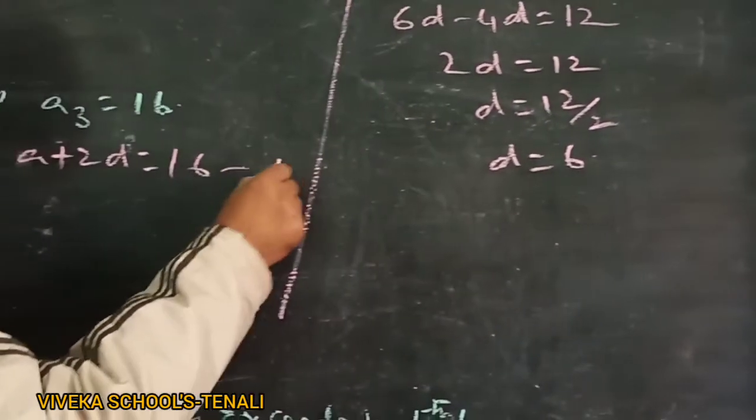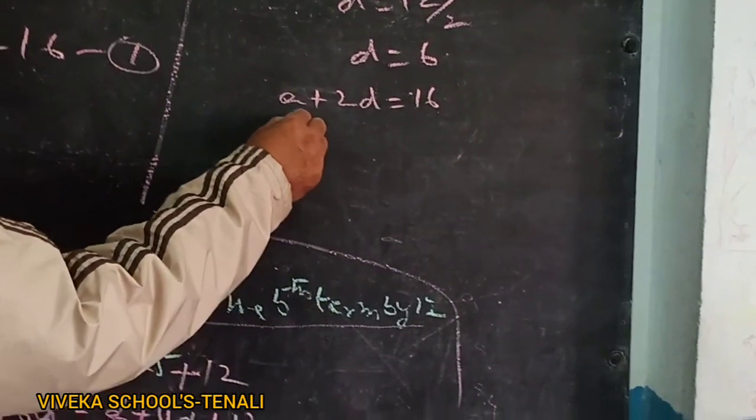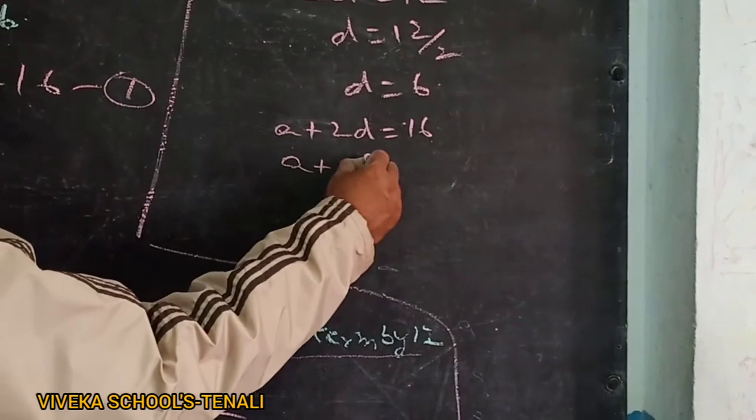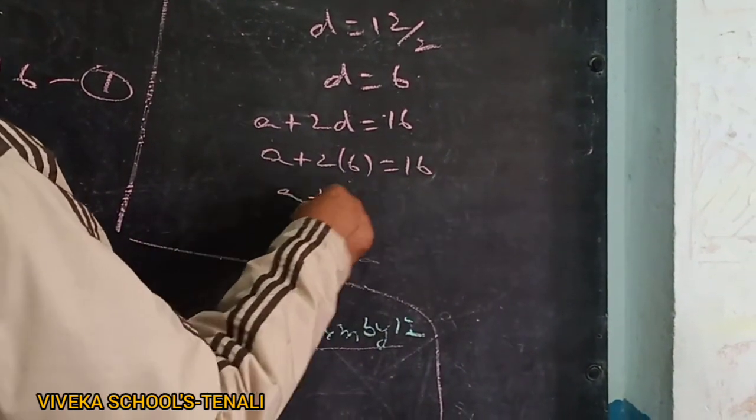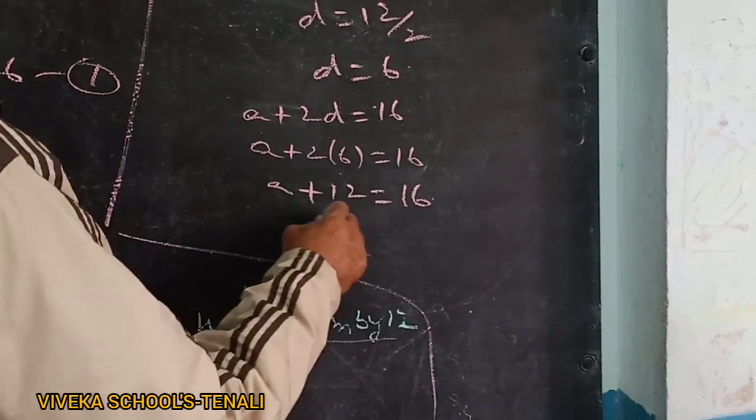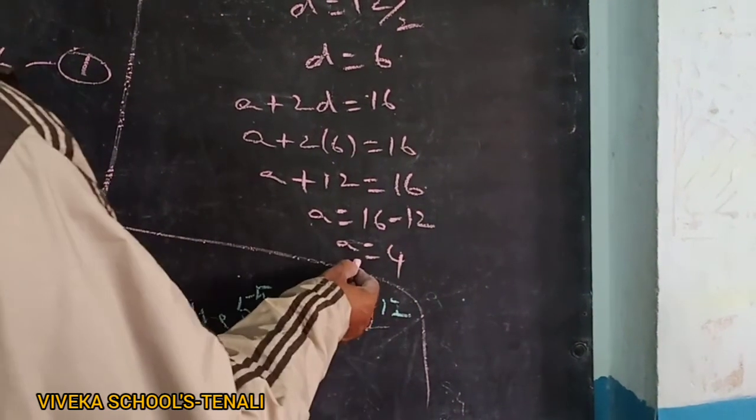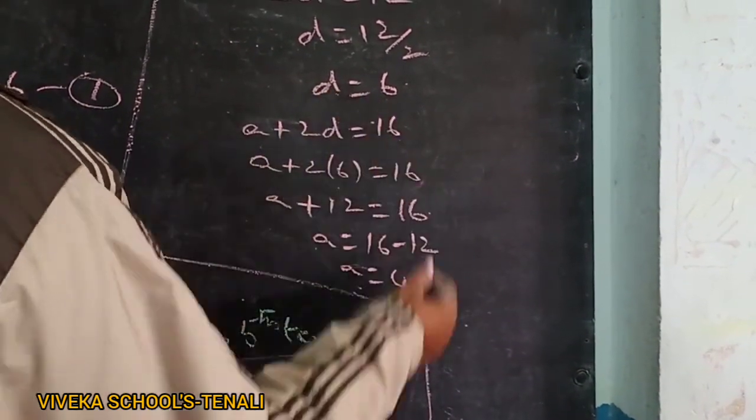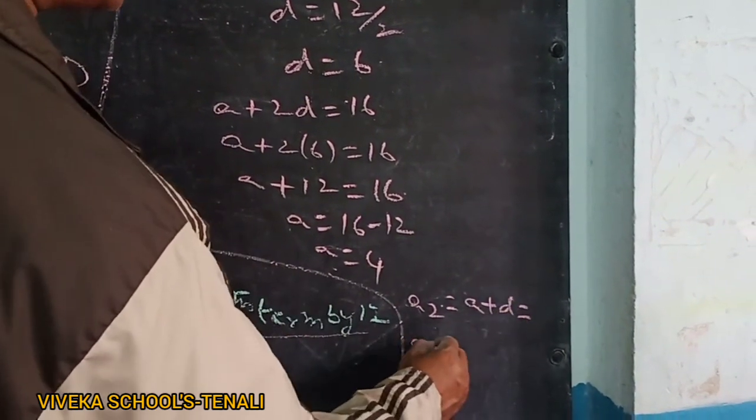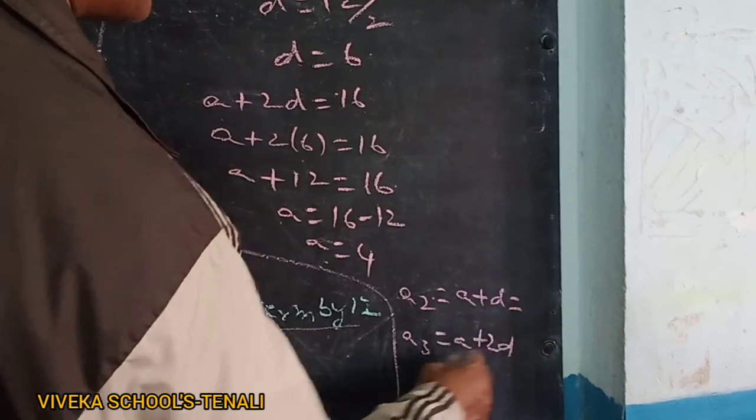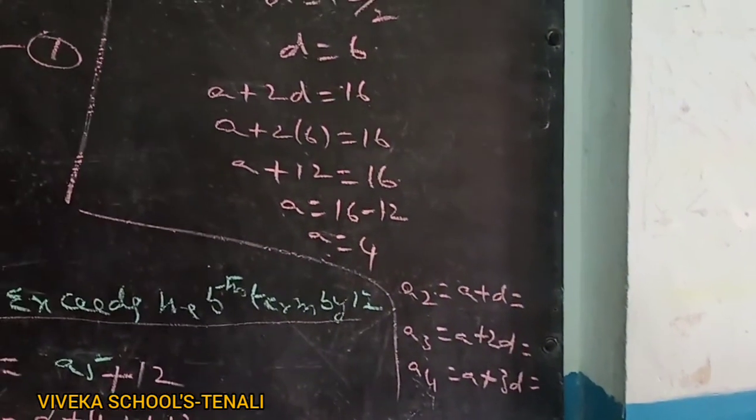Substituting the D value in the first equation, A plus 2 into D, where D is 6, is equal to 16. A plus 12 is equal to 16. And A is equal to 16 minus 12. A is equal to 4. First term is 4. Common difference is 6. Then find A2. A2 means A plus D. A3 is A plus 2D. A4 is equal to A plus 3D. Then substitute here. Then find the arithmetic progression.